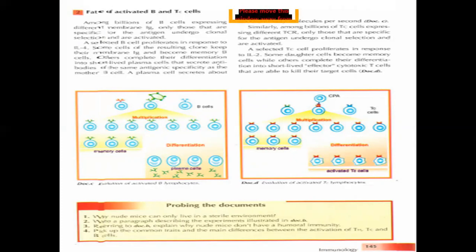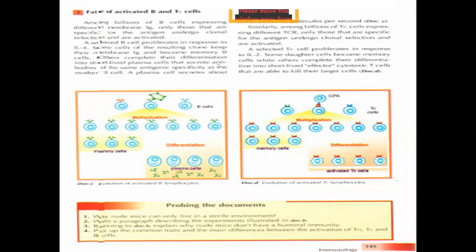Some cells of the resulting clone keep their membrane immunoglobulin and become memory B cells. Others complete differentiation into short-lived plasma cells that secrete antibodies specific for the antigen. A plasma cell secretes about 3000 antibody molecules per second, meaning 3000 antibodies per second.